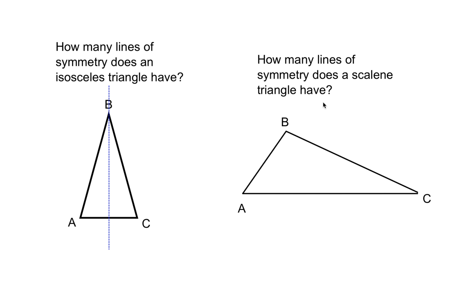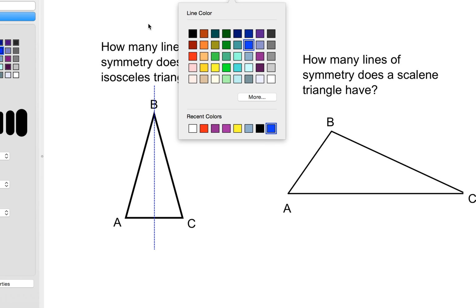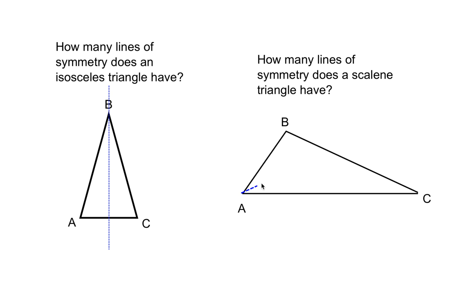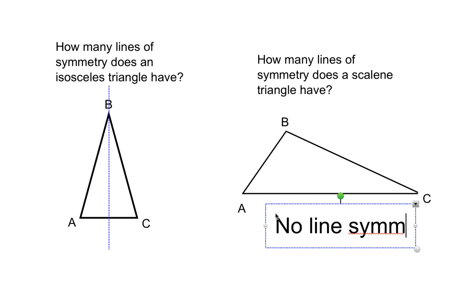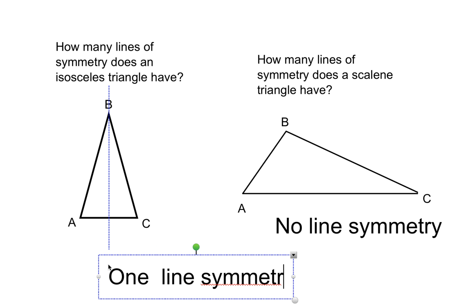How about this scalene triangle? Can I draw a line of symmetry on this scalene triangle? In other words, is there line symmetry with this scalene triangle? And the answer is no, there is not. I mean, if I drew something like this, not every point on my triangle on line segment AC is going to map to a point on my triangle. So again, in this case, no, I do not have line symmetry. So this has no line symmetry, whereas this has one line of symmetry.